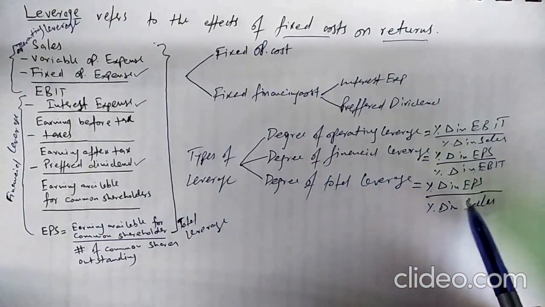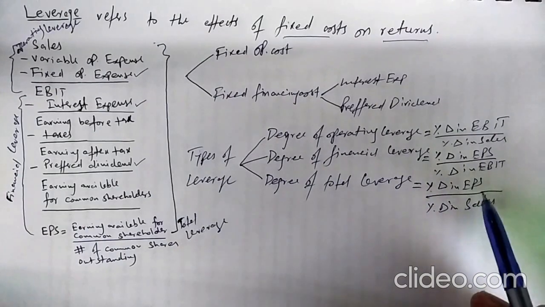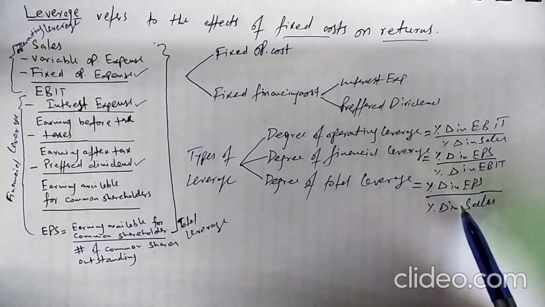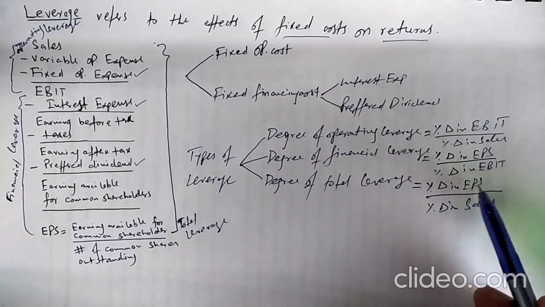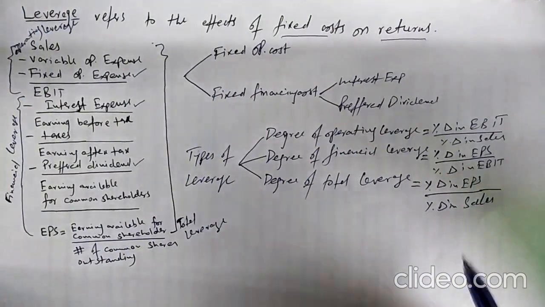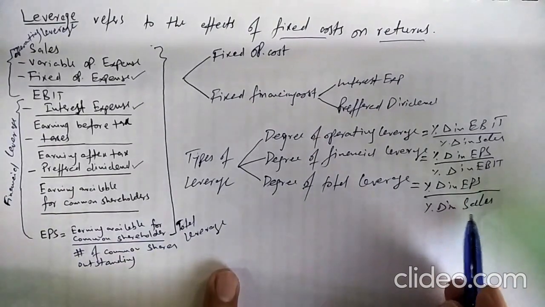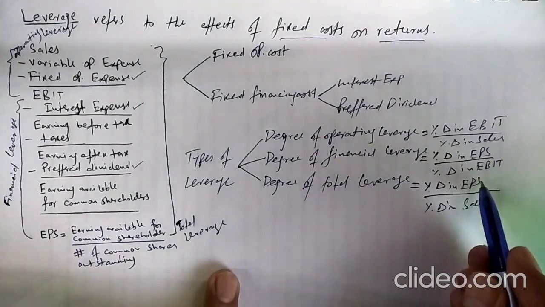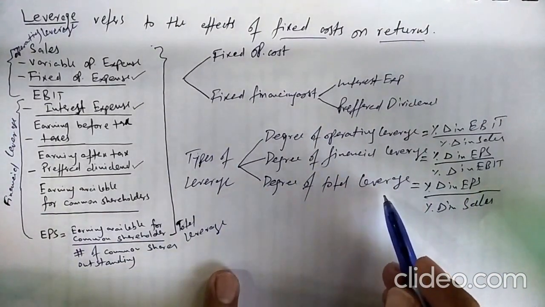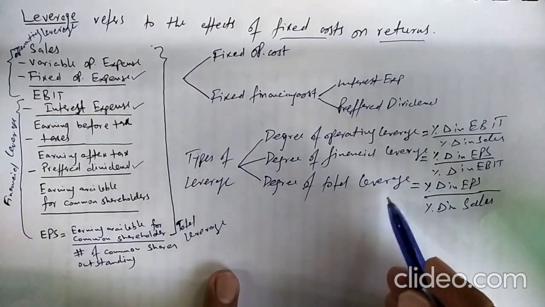And last is degree of total leverage. Degree of total leverage tells us about the impact of the change in sales on change in EPS. Let's say I have one scenario in which I want to calculate, if sales increase by 10%, how much EPS will increase. It can be calculated by calculating the degree of total leverage.